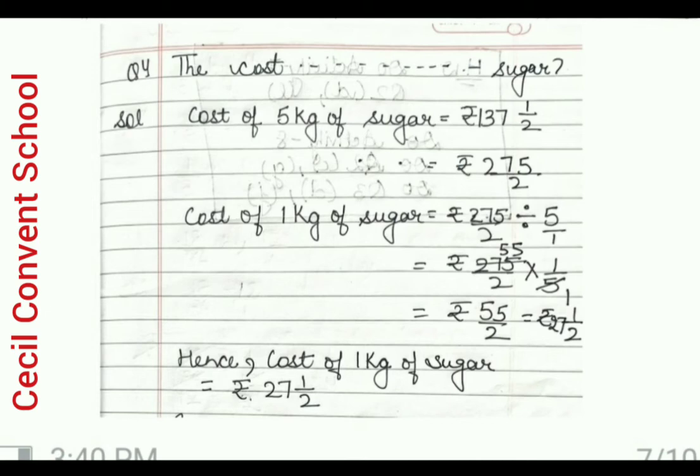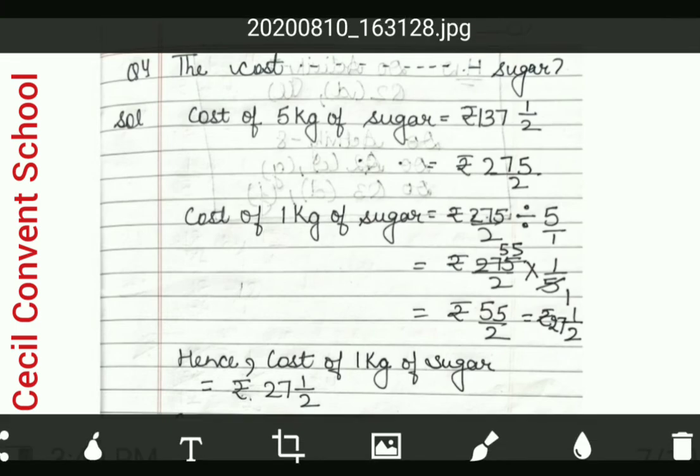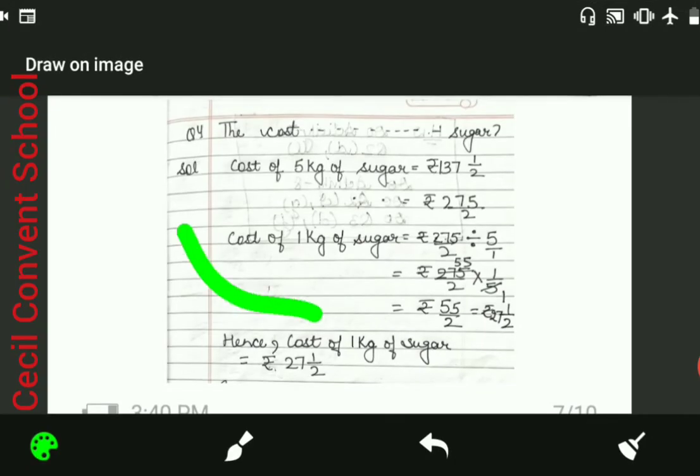It is in an improper form, so you convert it into a mixed form. So the answer will be rupees 27 1 by 2. And then you write the hence line. Hence line is the last line. Hence the cost of 1 kg of sugar is rupees 27 1 by 2. Clear?